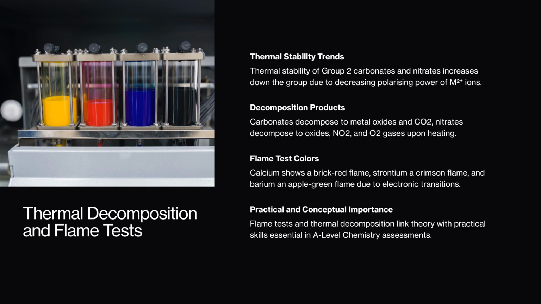To summarize, Group 2 metals have 2 outer electrons, form 2+ ions, and become more reactive down the group. Understanding these trends helps explain their chemical behavior.